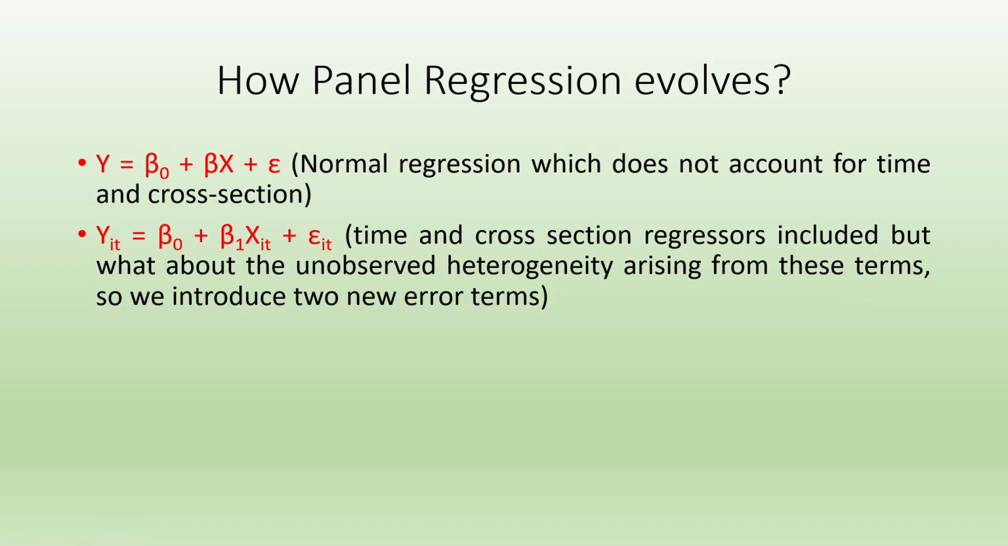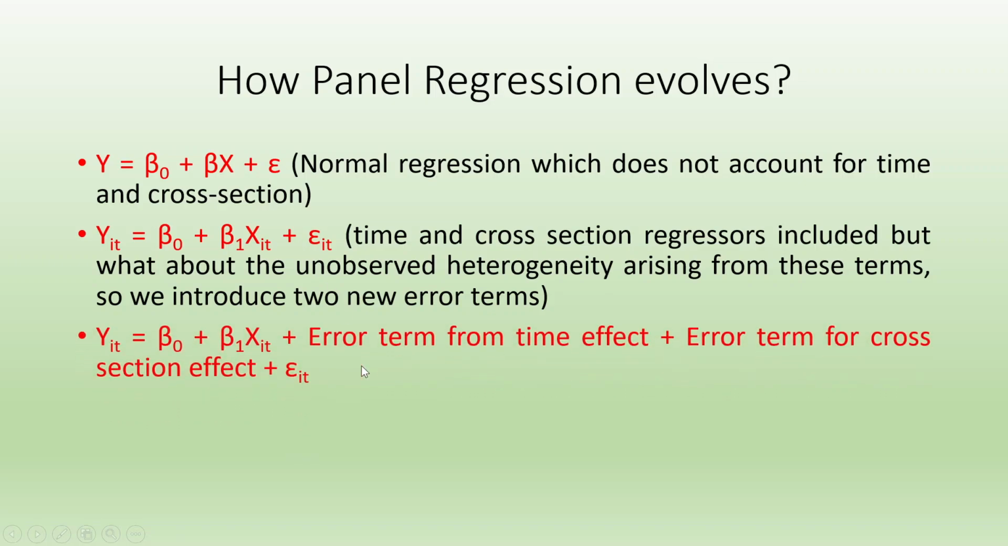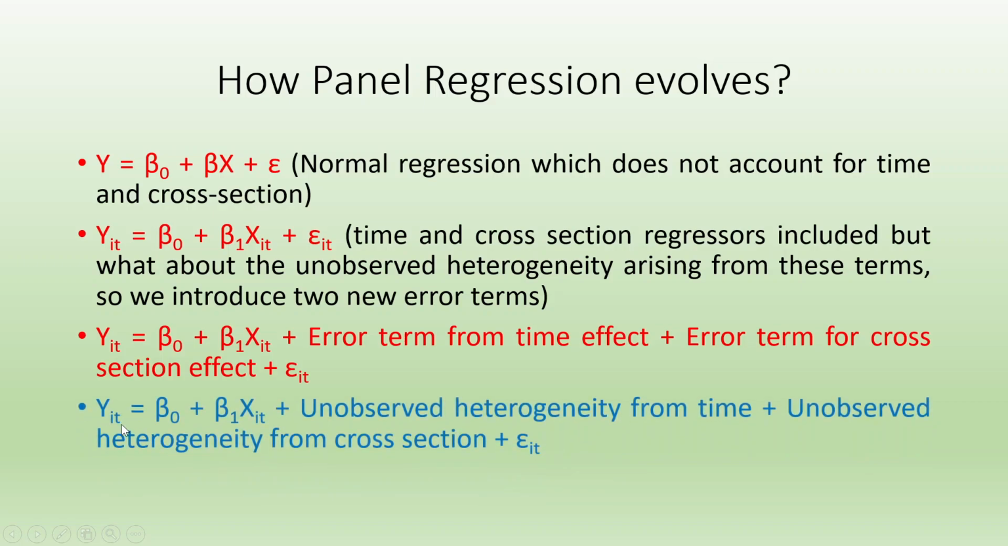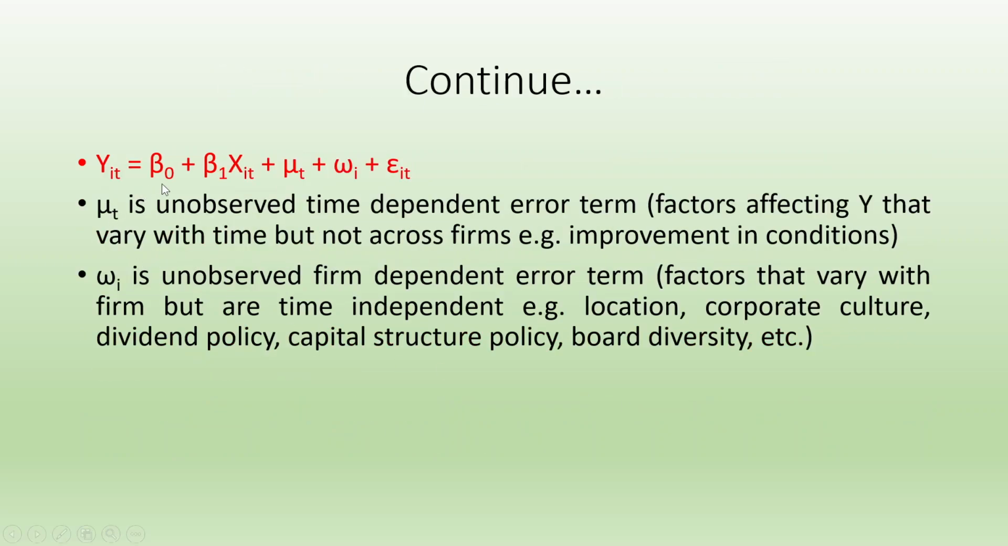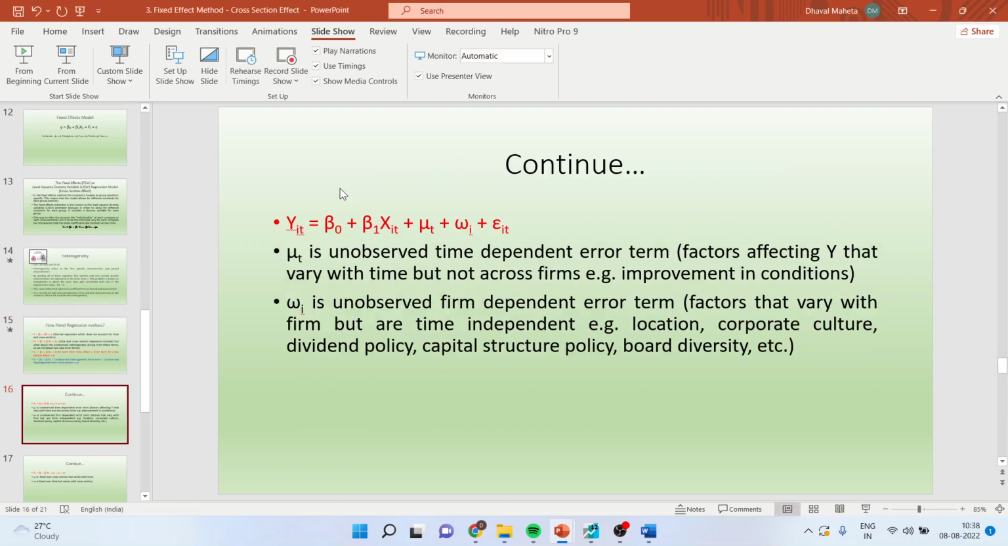So we introduce two new error terms. Now this error term we will disintegrate into two. Let us see what these terms are. The error term from time effect plus error term from cross-section effects plus e_it. So now my equation is Y_it is equal to beta 0 plus beta 1 X_it plus unobserved heterogeneity from time plus unobserved heterogeneity from the cross section plus e_it. Now how to account for this unobserved heterogeneity? So Y_it is equal to beta 0 plus beta 1 X_it plus mu_t plus omega_i plus epsilon_it.